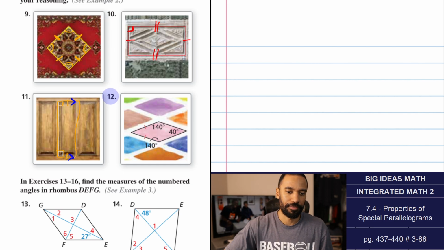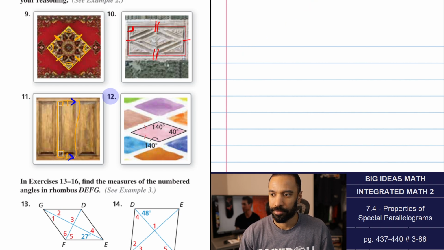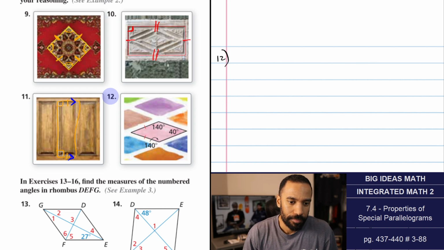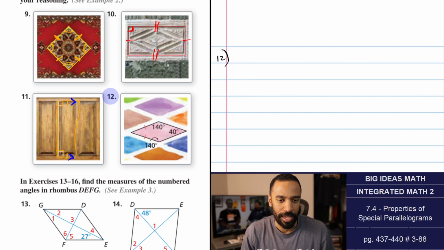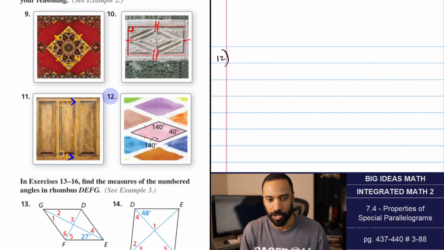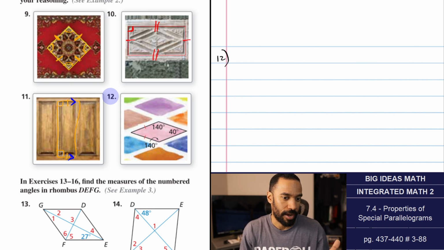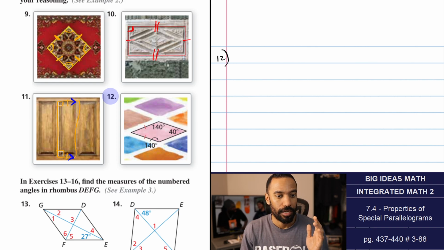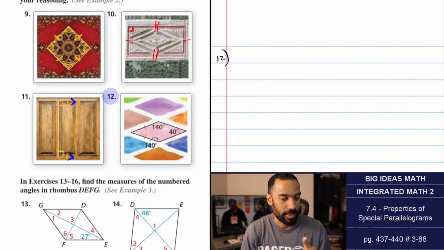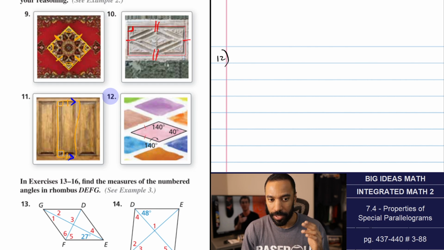And then number 12. We have 140, 140, and 40. Now, opposite angles are congruent here. Consecutive angles are supplementary here. And then all the angles would have to add to 360. Yeah, so opposite angles are congruent here. The markings of a parallelogram, not quite there. Consecutive angles here are supplementary. Definitely markings of a parallelogram because now you have some parallel lines. They'd have to add to 360.